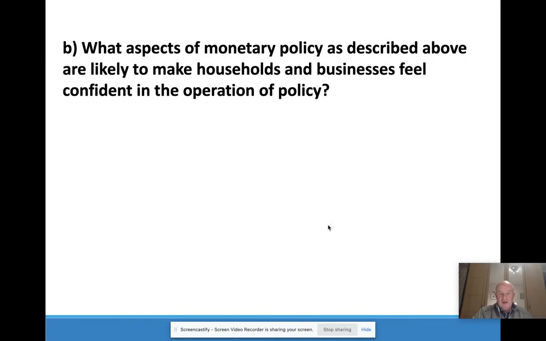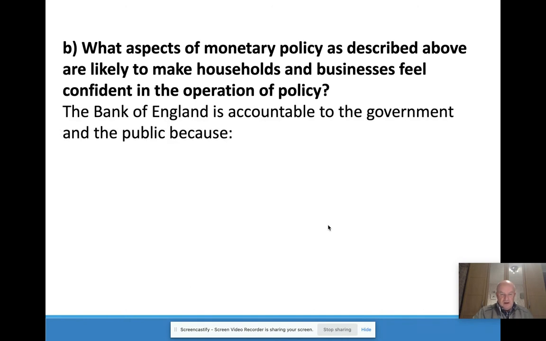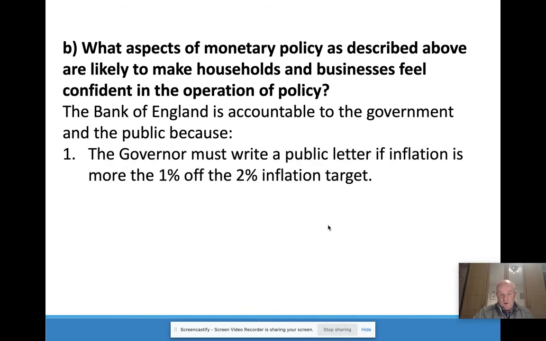Second question then, aspects of monetary policy and how they might help to achieve confidence in the operation of the policy. Well, there are a few things. The Bank of England is clearly accountable to the government and to the public. Why? Because the governor has to write a public letter if inflation is more than 1% off the 2% inflation target.